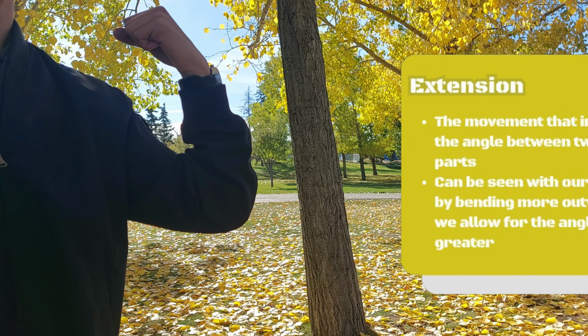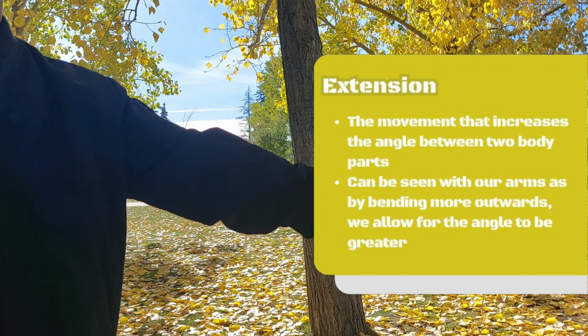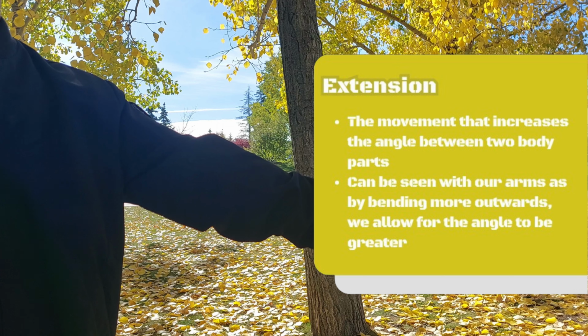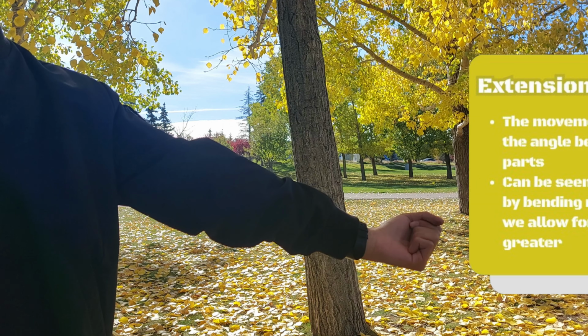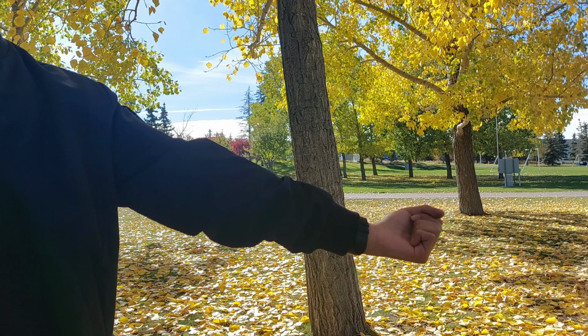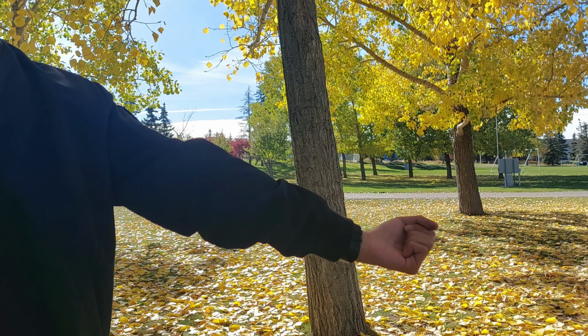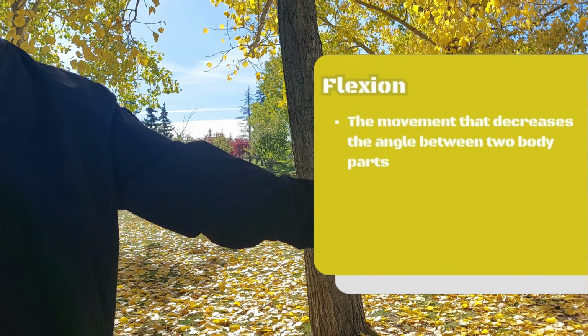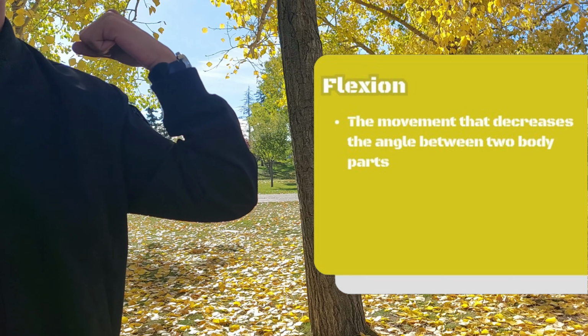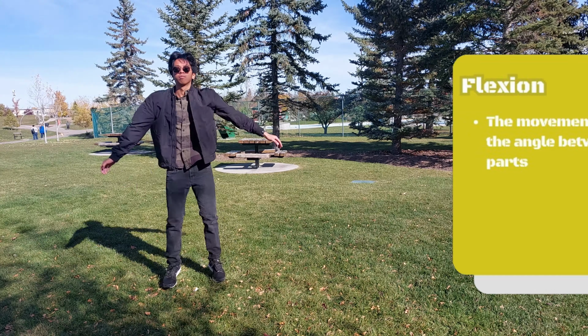Extension is the movement that increases the angle between two body parts. This can be seen in our arm, with the more we bend outwards, the higher the increment of the angle is. If we move the arm more inward, we demonstrate flexion, the opposite, which is the movement that decreases the angle between two body parts.